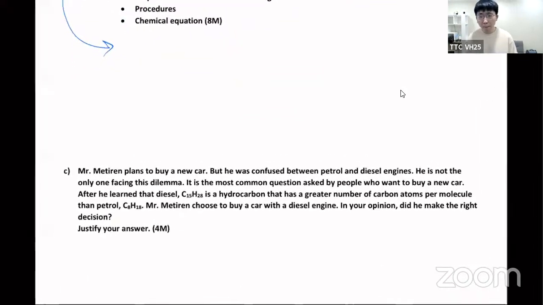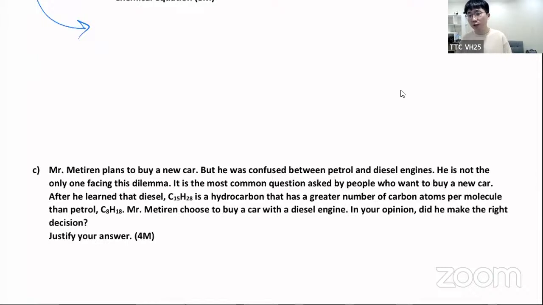Mr. Matiran plans to buy a new car, but he was confused between petrol and diesel engine. He's not the only one who's facing this dilemma. It is the most common question asked by people who want to buy a new car. After he learned that diesel is a hydrocarbon that has greater number of carbon than petrol, Mr. Matiran chose to buy a car with diesel engine. In your opinion, did he make the right decision? So guys, he chose diesel over petrol.